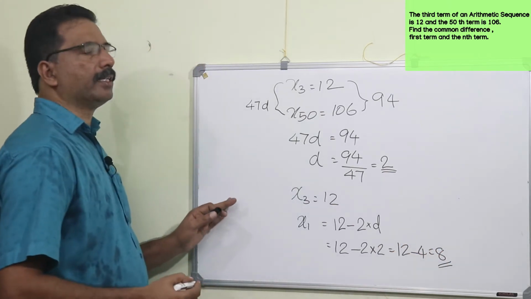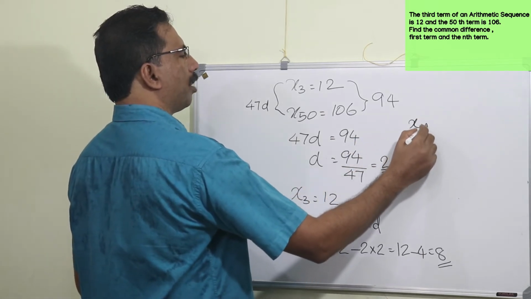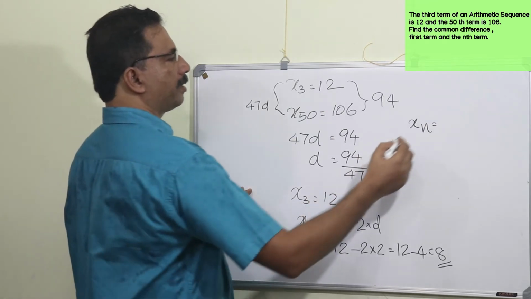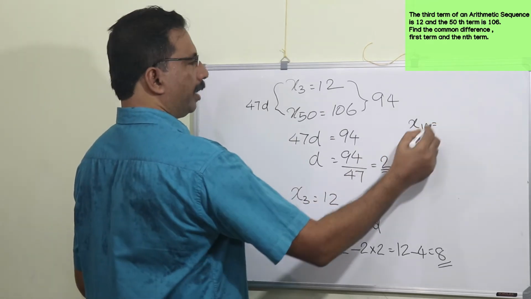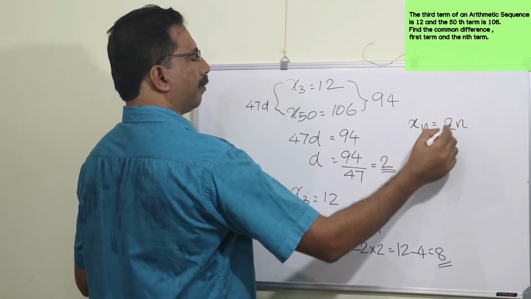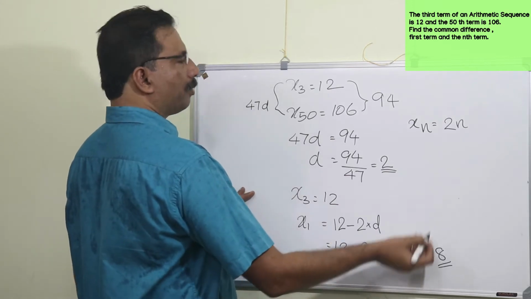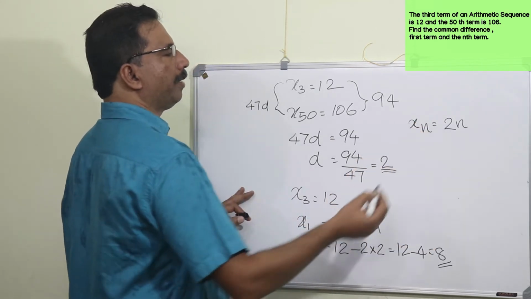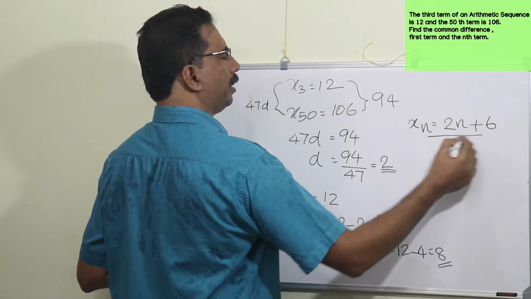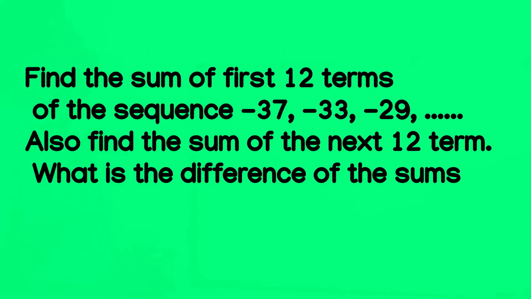First term is 8. Now we can write the common term or algebraic form xn. Xn is equal to dn, that means 2n, plus f minus d. To get f minus d, to go from 2 to 8, we need to add 6. Yes, 2n plus 6. This is the algebraic form.